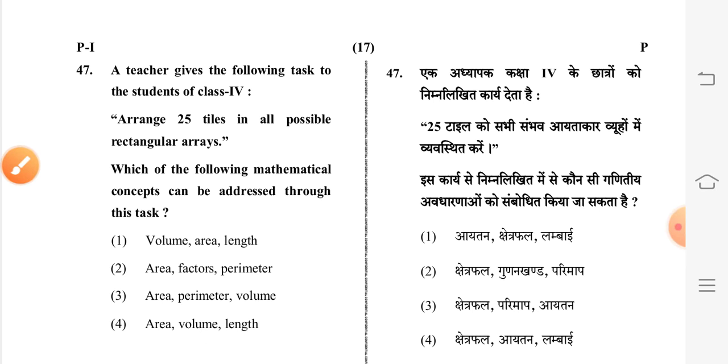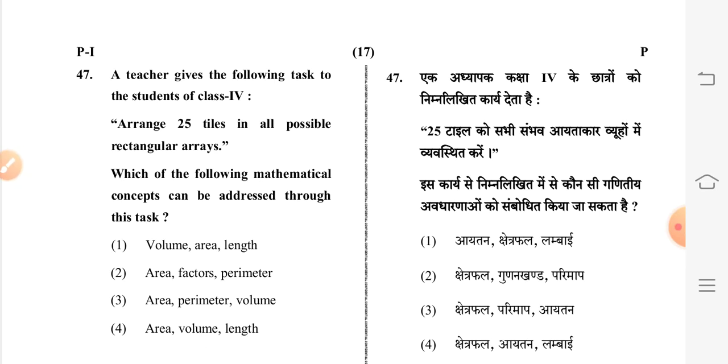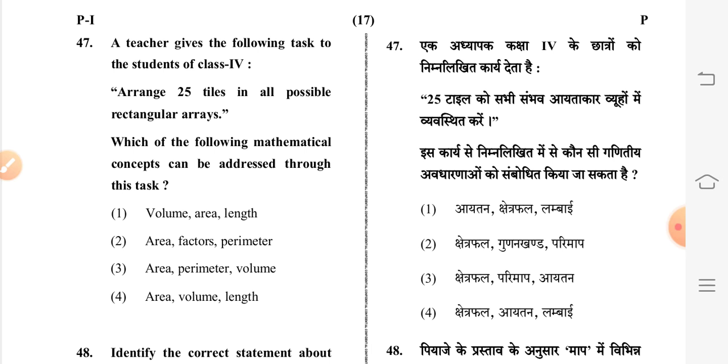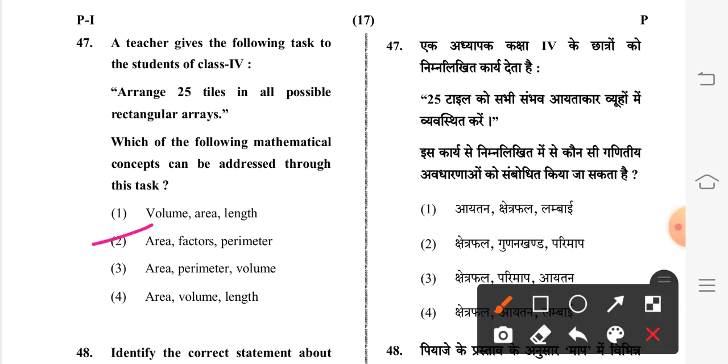Next question. A teacher gives the following task to the students of class 4th. Arrange 25 tiles in all possible rectangular arrays. Which of the following mathematical concepts can be addressed through this task? Correct option is 2. Area, factors, perimeter.